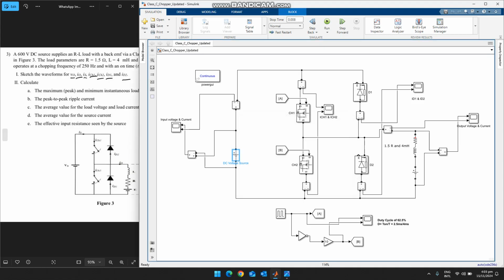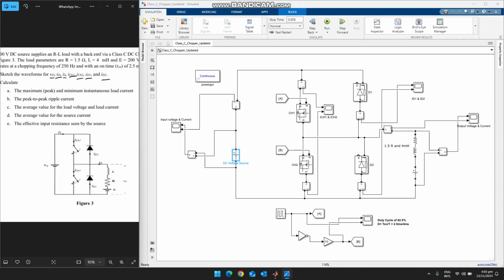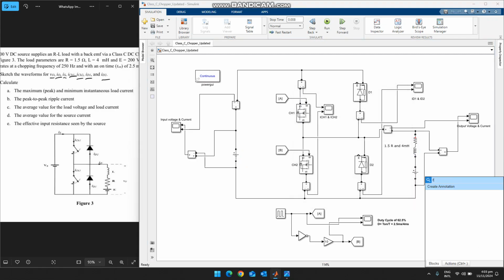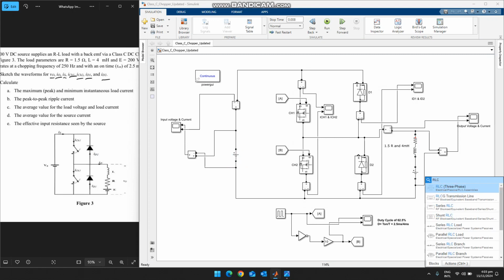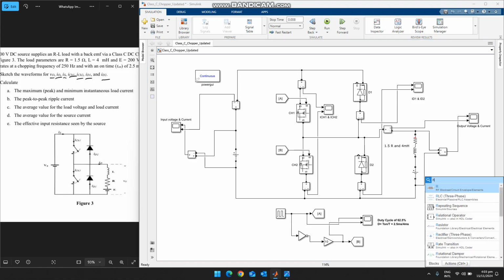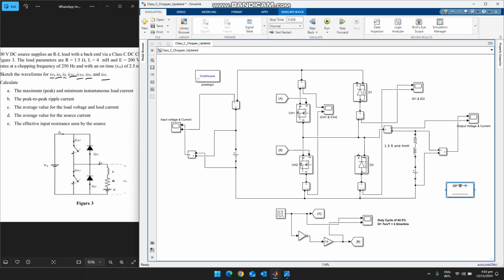Okay, now you have the RL load. This is the RL load. How we have chosen it: you can search RL, RLC. Oh sorry, not this one, RLC. This is the series RLC, and when you click, it will open.